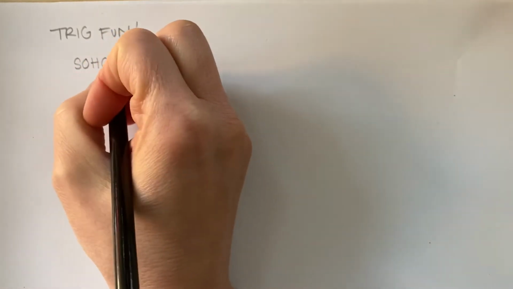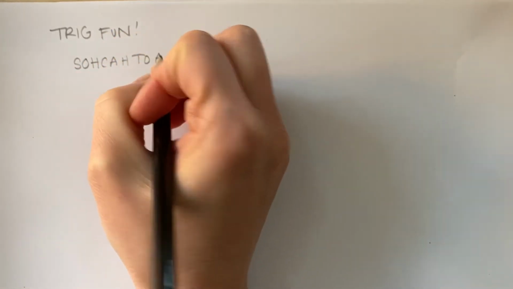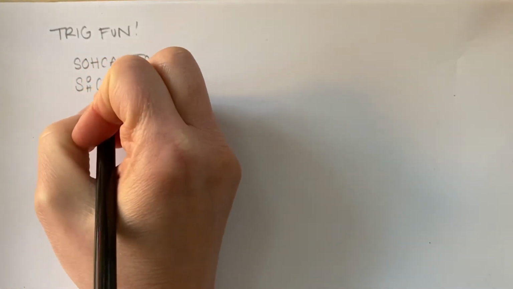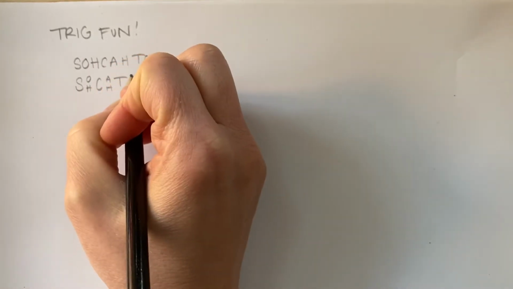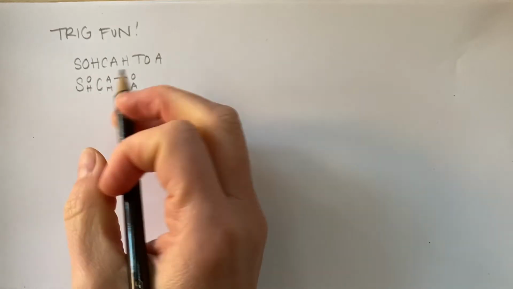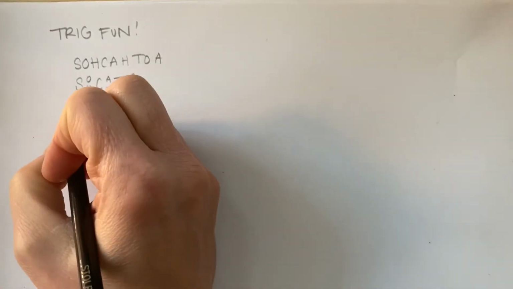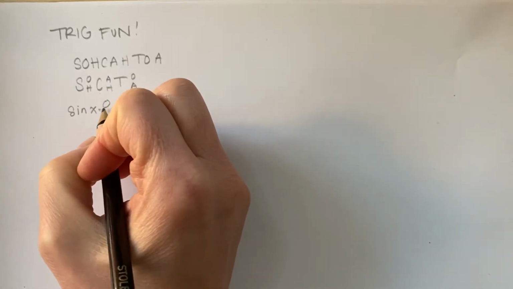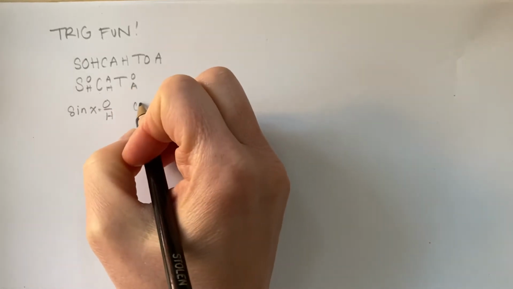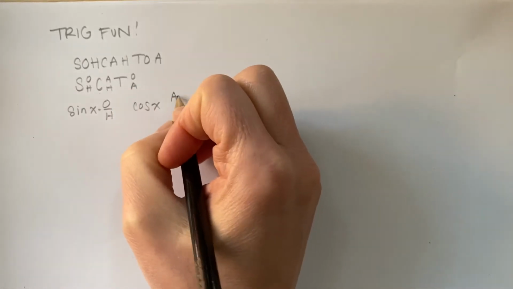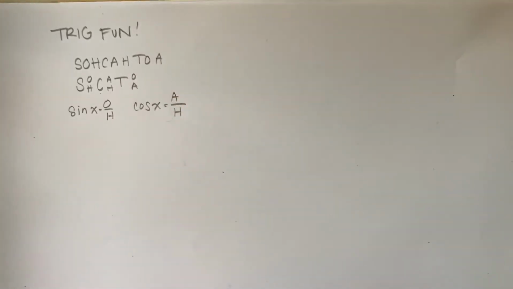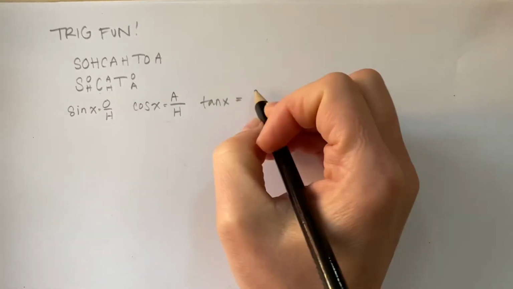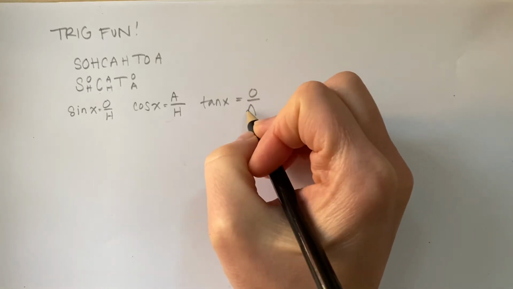Some old hippie came hopping through our apartment. Or sometimes you see it written like this. Some old hippie came hopping through our apartment. And the idea here is that sine of some angle is the opposite over the hypotenuse, and the cosine of some angle is the ratio of the adjacent side over the hypotenuse, and that the tangent of whatever angle is the ratio of the opposite side over the adjacent side.